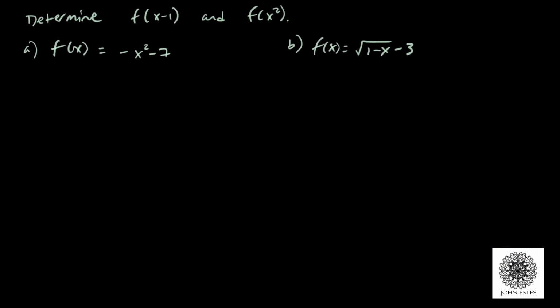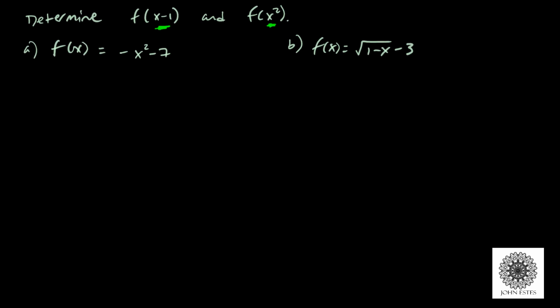Okay, now I want to further expand upon this idea of functional notation by looking at these examples. I want to determine f of x minus 1 and f of x squared. Now this may look a little confusing, but what I'm saying here is that my inputs into these functions are x minus 1 and x squared.